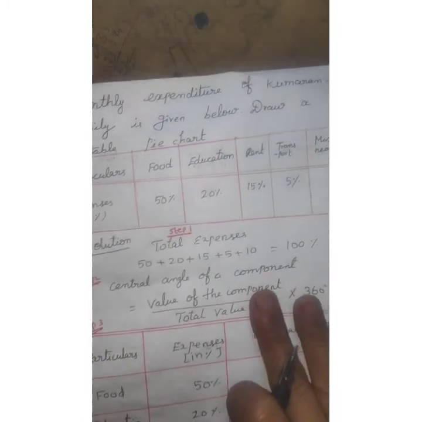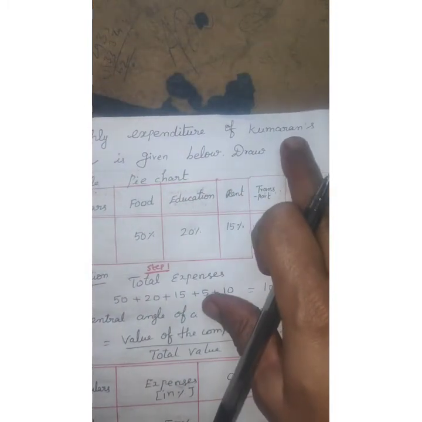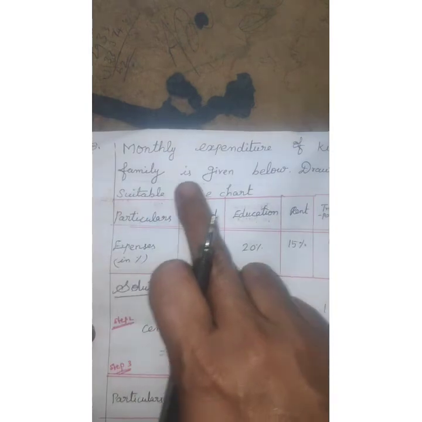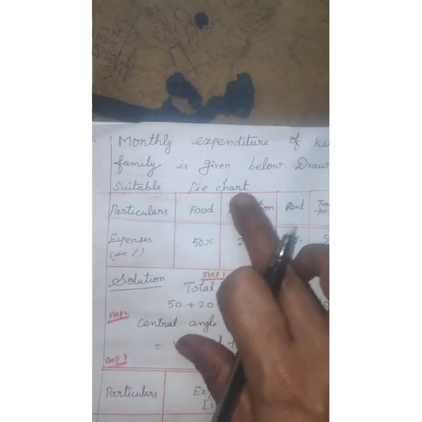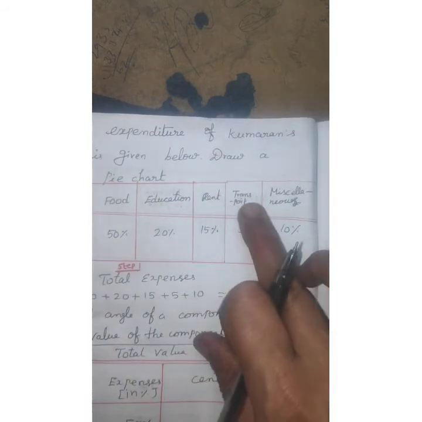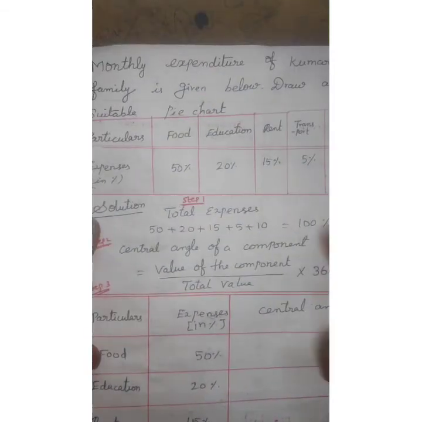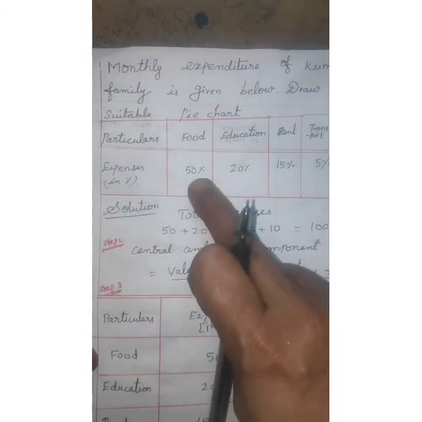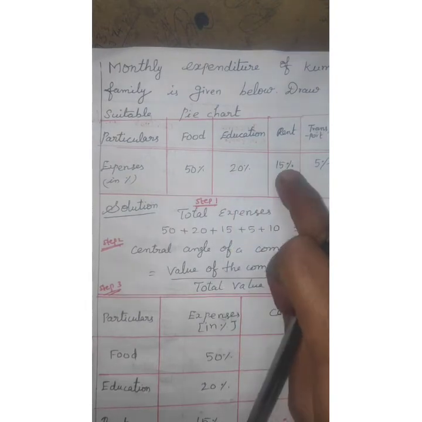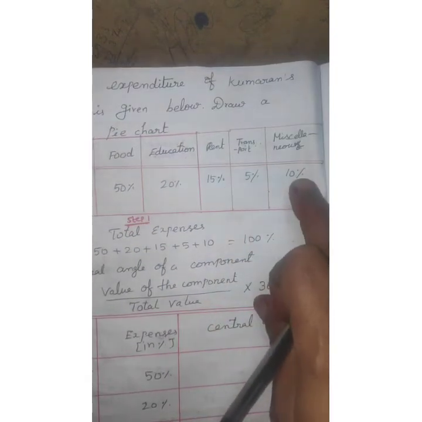Next question. Monthly expenditures of Kumaran's family are given below. Draw a suitable pie chart. Particulars: food, education, rent, transport, miscellaneous. So percentages only are given. Expenses in percentage: 50 percent, 20 percent, 15, 5, 10 percent.